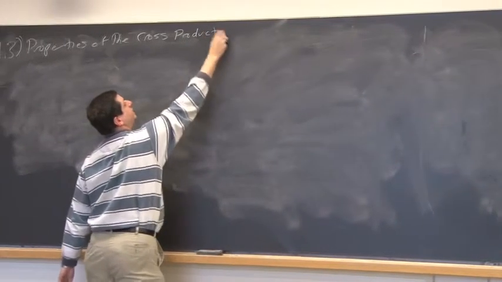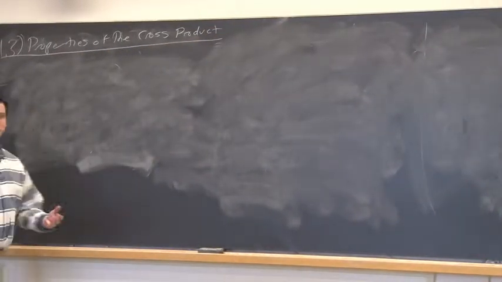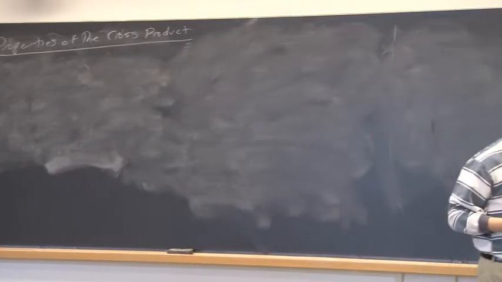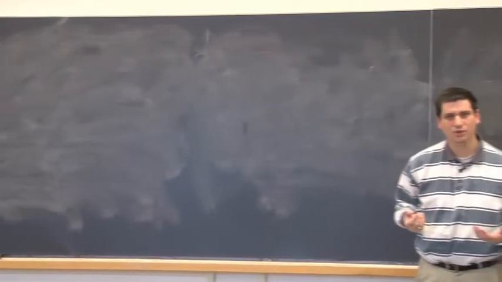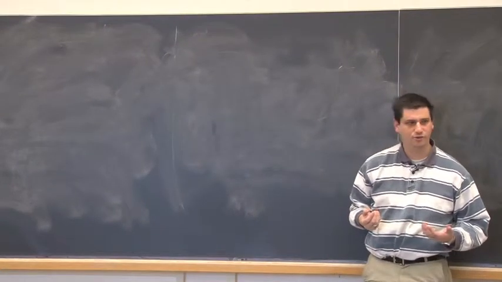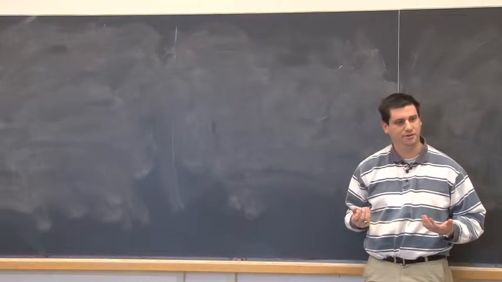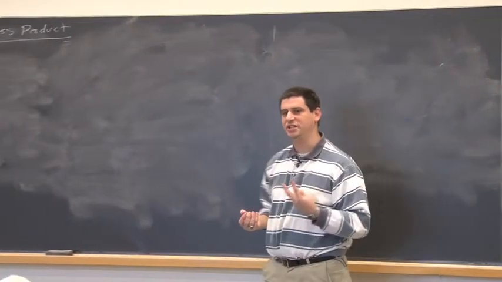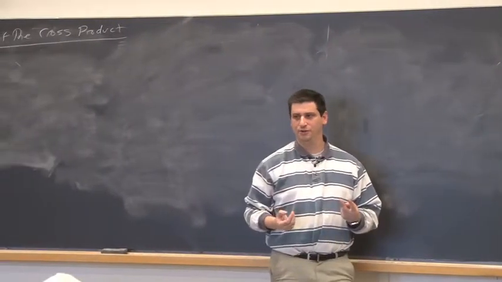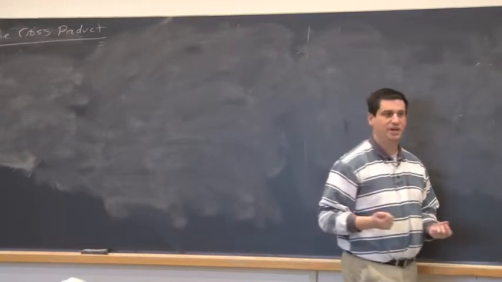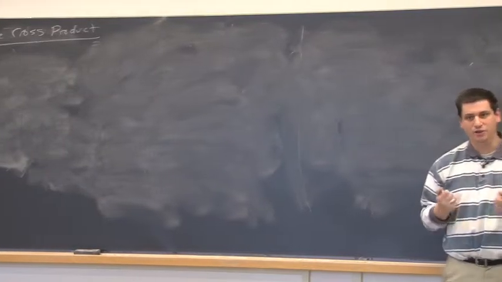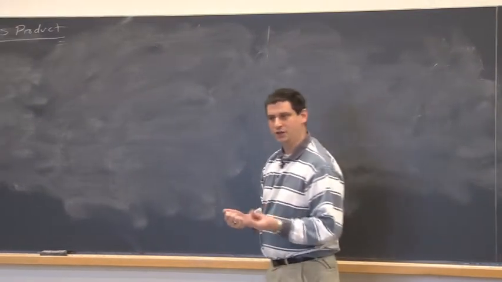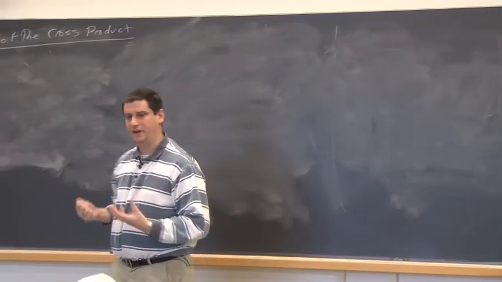So can someone tell me, what does the cross product take as input, and what does the cross product give as output? What do we have? Cross product takes what as input? 2 vectors as input, and what does it give as output? Yes. A vector as output. This is different than the dot product. The dot product takes 2 vectors as input and spits out a number. The cross product spits out a vector.